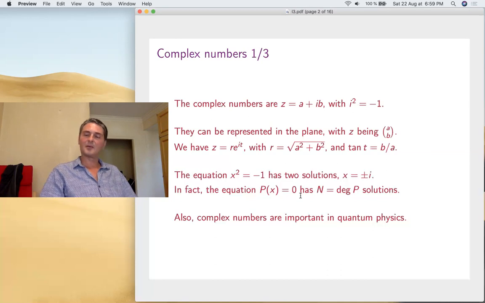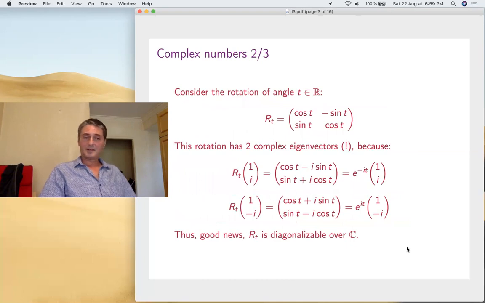Now, as a first application, let's just take our favorite matrix, the rotation of angle t. So obviously there's no real eigenvalues, right? Because it rotates, it cannot be proportional. But as strange as it might seem, it has eigenvectors, complex eigenvectors. You see, if I take R_t and multiply by (1, i), I get a multiple of (1, i), the scalar being this complex number, exponential of minus i t. And same for (1, minus i). You get this. The eigenvalues are exponential of i t and exponential of minus i t.